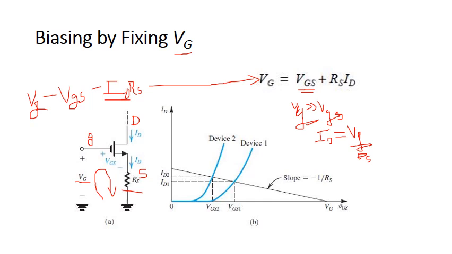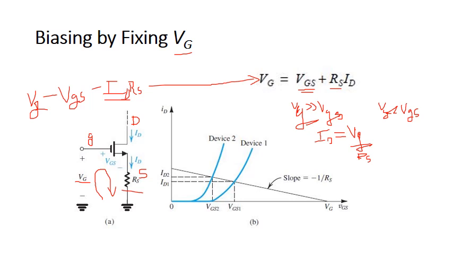Now the second case, when Vg is less than VGS. If by any case Vg is fixed but it is less than VGS, then in that case the source resistance RS will act as a negative feedback, and then it will bring down the drain current ID, and as a result the drain current ID will remain constant.